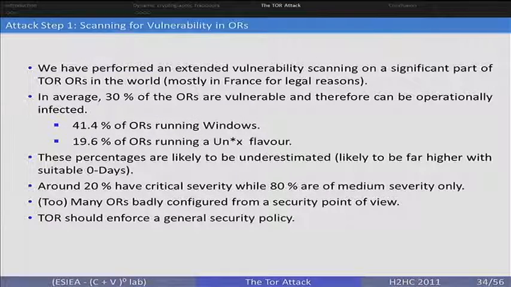The vulnerability scanning shows that about 30% of the ORs are vulnerable, 41% of which are Windows, and 19.6% run a Unix flavor. This is in terms of the number of nodes, and the percentages are likely underestimated. About 20% of them have critical severity, but that's to be expected of a voluntary-based network. It might be beneficial if there was a way to tell clients or volunteers that their system might be vulnerable, or to run a test and tell them exactly what they can do to help, so it doesn't get attacked by an adversary.